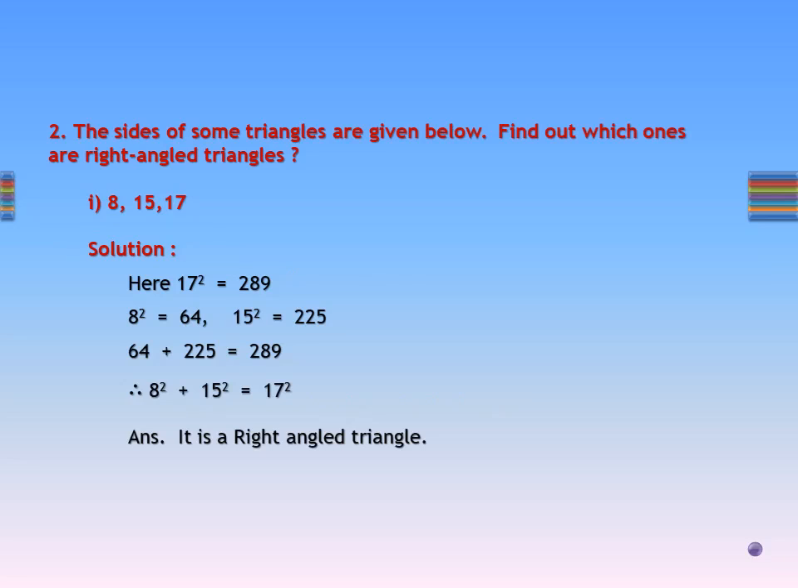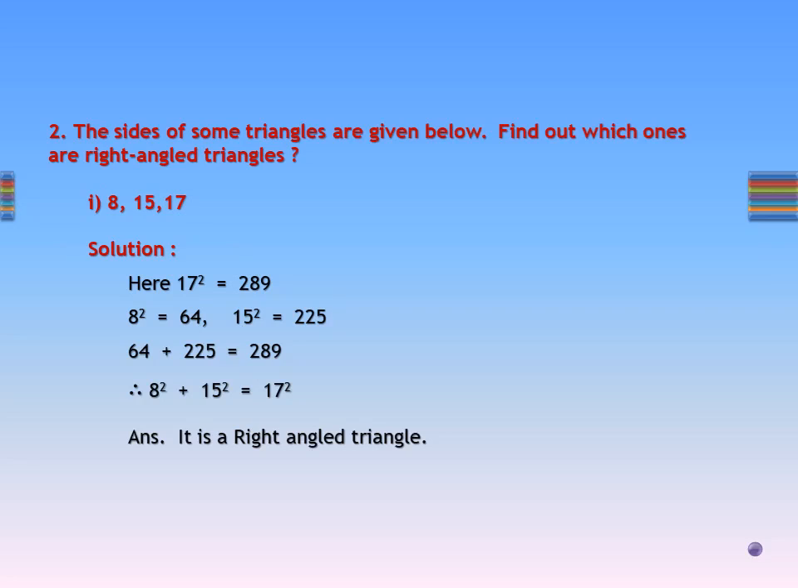The sides of some triangles are given below. Find out which ones are right angled triangles. If the lengths of the sides of a triangle form a Pythagorean triplet, then the triangle is a right angled triangle. Here we have 8, 15 and 17. Let us check whether these sides form a right angled triangle.